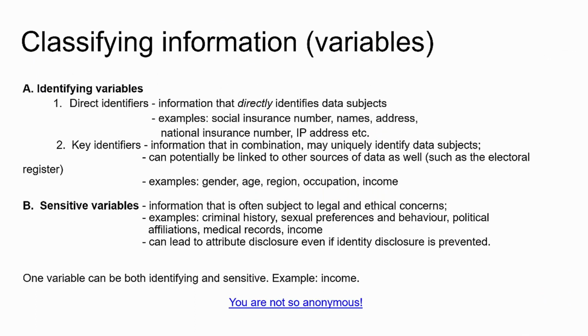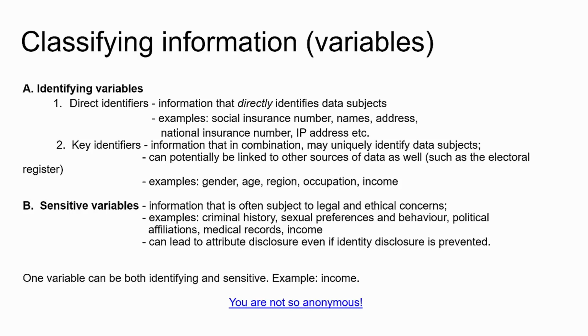Yeah. So based on what we already looked at in the Mentimeter question, just making it clear here what the different types of identifiers are. We have identifying variables and we have sensitive variables. Under identifying variables we have direct identifiers and key identifiers, or indirect identifiers. Direct identifiers are information that directly identifies data subjects. Examples, as we saw in Mentimeter, are social insurance number, names, addresses, etc.